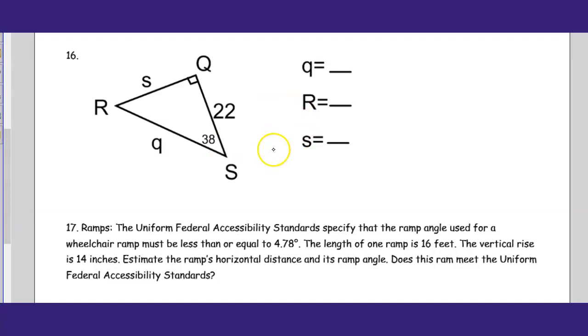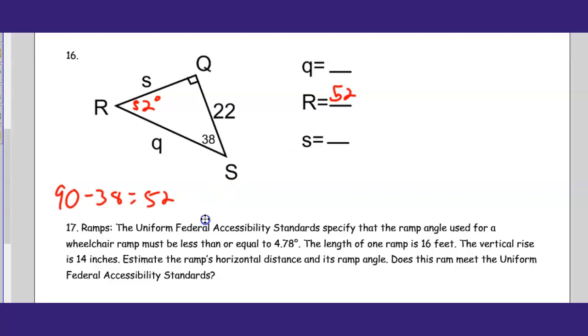Let's look at this one. We have 90 and 38. We need to find angle R. And remember again, these two angles equal 90 degrees. So 90 minus 38 is going to be 52. So this is 52 degrees.